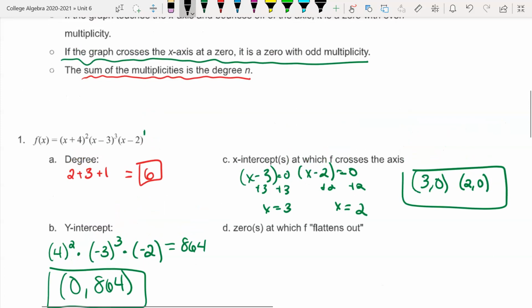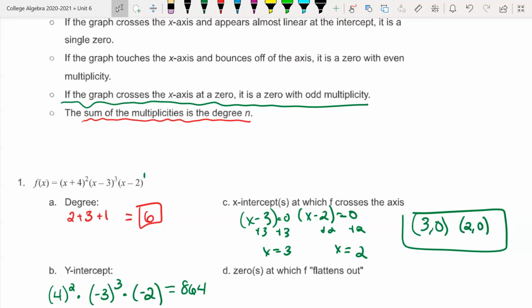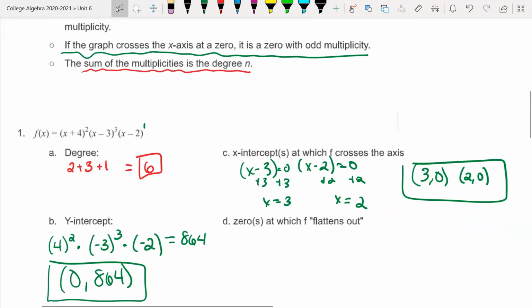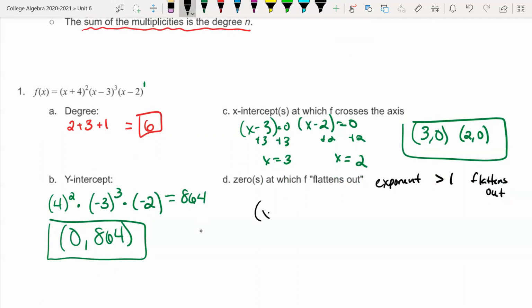Now when it flattens out, we didn't really talk about this one, but anything that flattens out just means that it has an exponent that's greater than 1. So exponent greater than 1 means flattens out. So that would be x plus 4 and x minus 3. And again, you do the same thing. You set them equal to 0 and you solve them. So when it says 0, it just means x-intercepts. So I'm going to get negative 4 and 3.